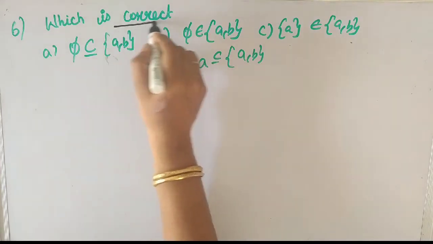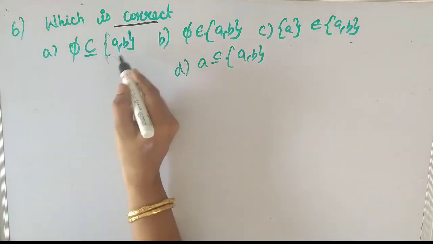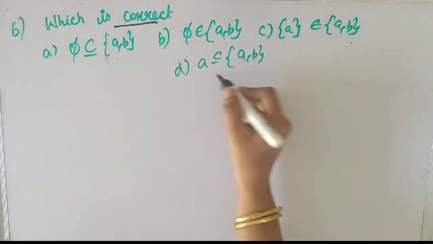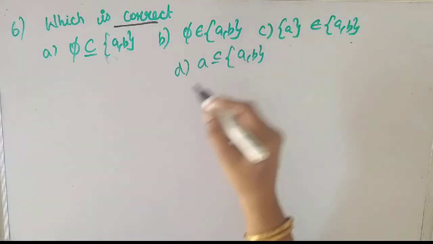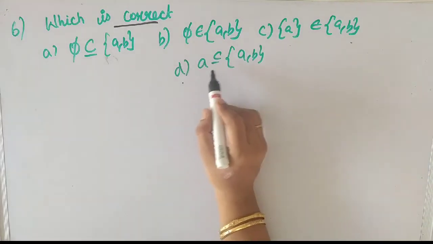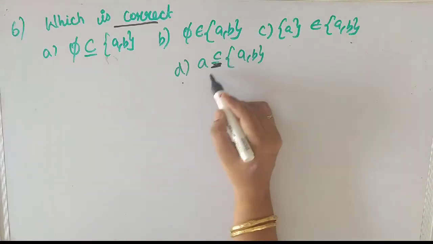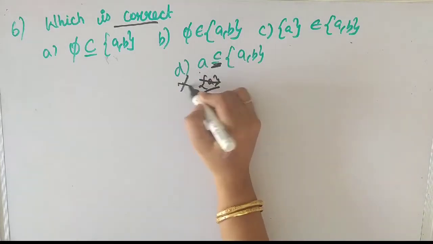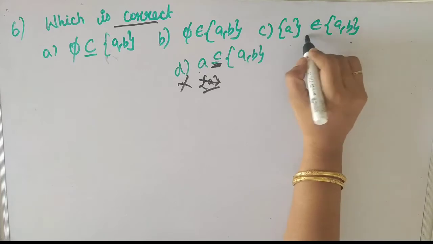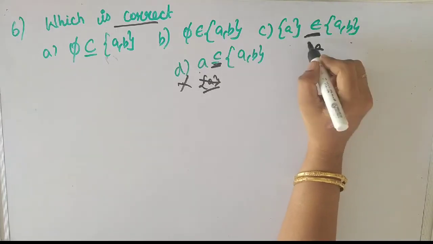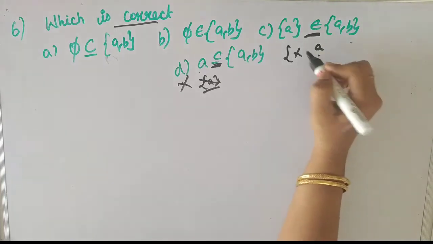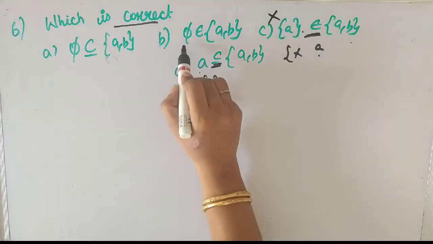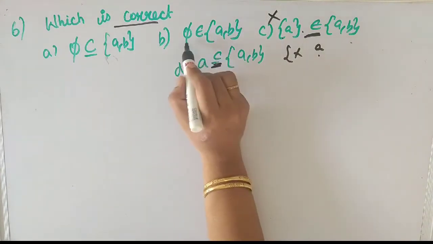Clear? Now sixth question is, which of the following is correct? A null set is subset of A, B. Null set is an element of A, B. Set A is an element of A, B. A is a subset of A, B. Now C and D option are wrong because A is an element. So A is a subset of A, B is wrong. Here set A is an element of A, B. It's given like that. But set A should be a subset of A, B. But here it's given as element, so it is wrong. Now here we can take B.